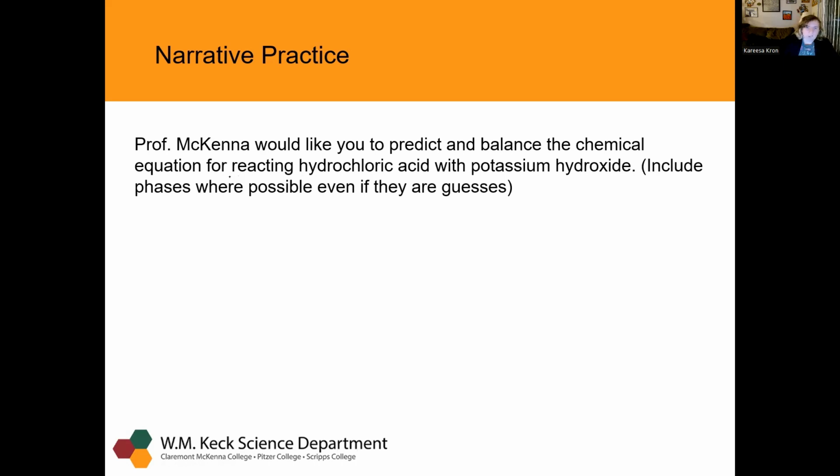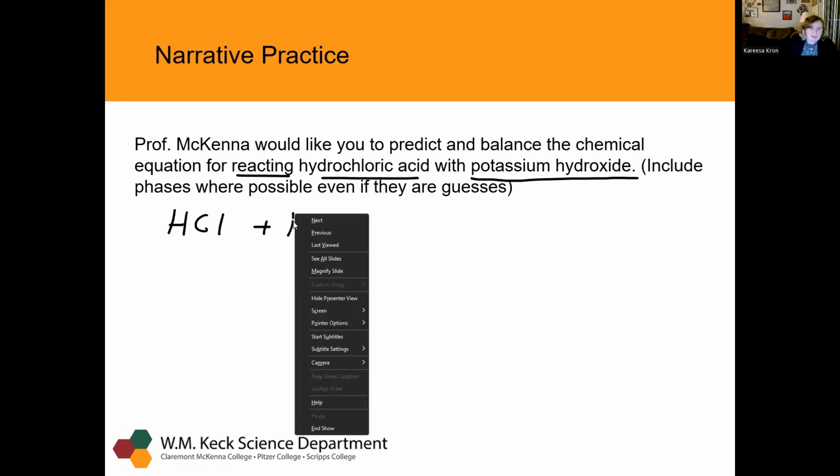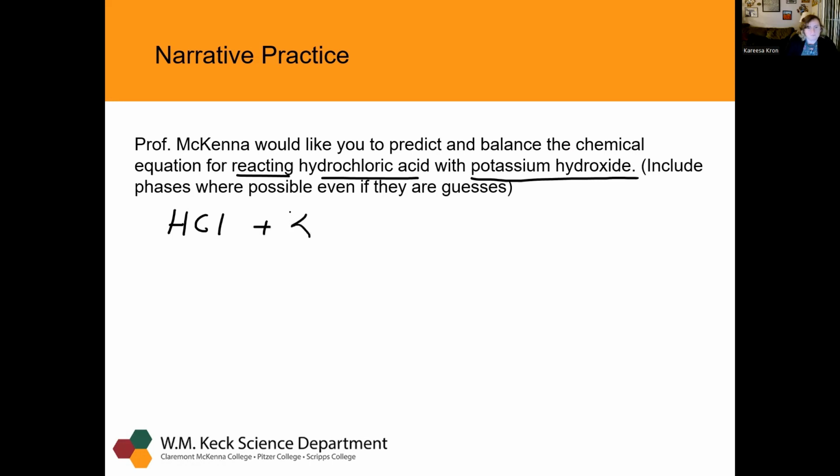Okay, so we're told in this problem that we're reacting hydrochloric acid, which is my first reactant, with potassium hydroxide, which is my second reactant. So if I write the molecular formula for hydrochloric acid, I would write HCl, and then I would add it to potassium hydroxide, and then we're going to form something.